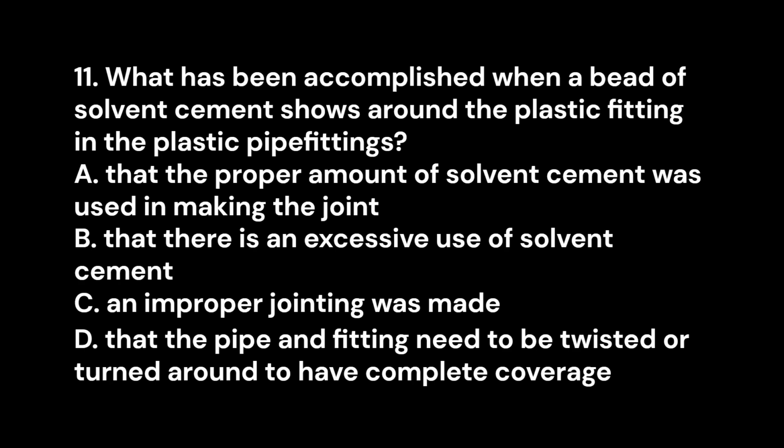Number 11. What has been accomplished when a bead of solvent cement shows around the plastic fitting in the plastic pipe fittings? A. That the proper amount of solvent cement was used in making the joint. B. That there is an excessive use of solvent cement. C. An improper jointing was made. D. That the pipe and fitting need to be twisted or turned around to have complete coverage.